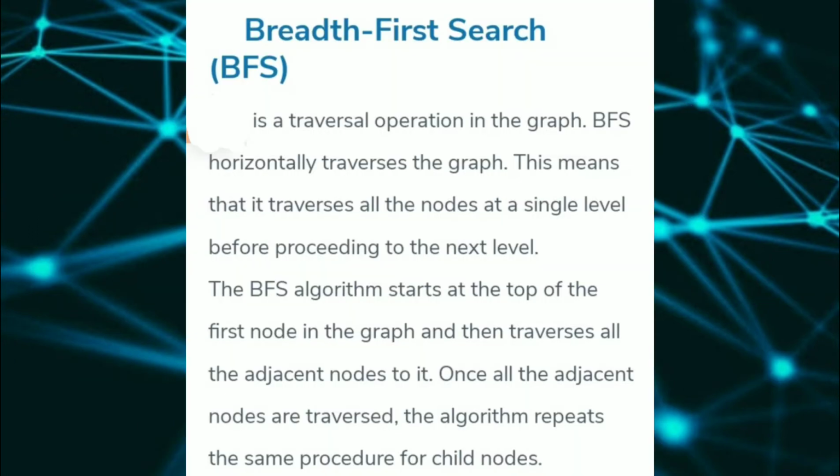Breadth first search, or BFS, is a traversal operation in the graph. This means that it traverses all the nodes at a single level before proceeding to the next level. The BFS algorithm starts at the top, the first node in the graph, and it traverses all the adjacent nodes to it. Once all adjacent nodes are traversed, the algorithm repeats the same procedure for child nodes.